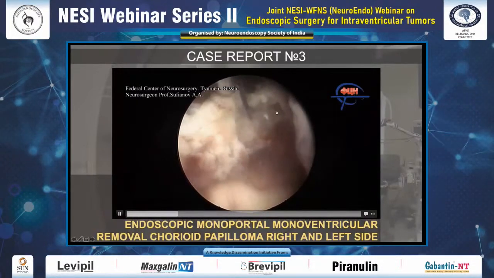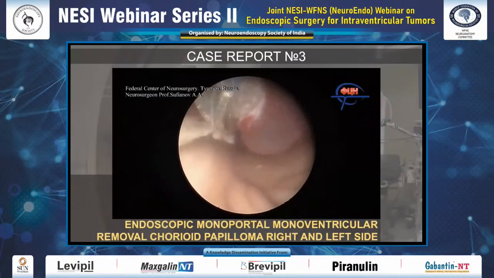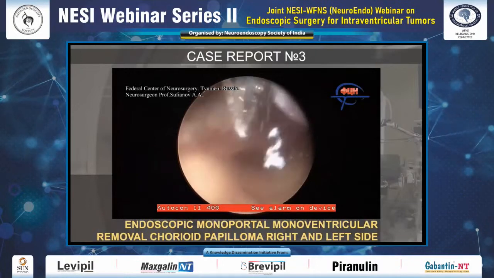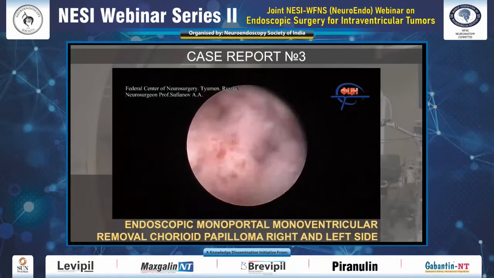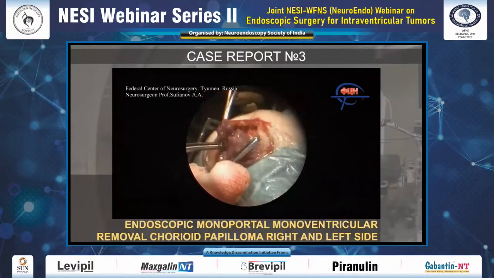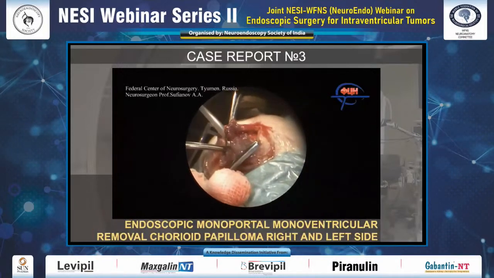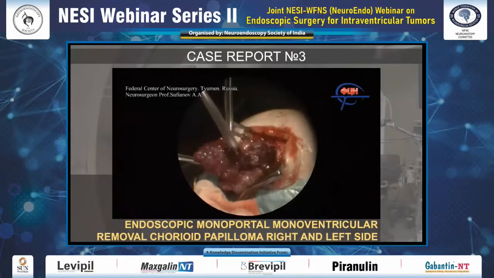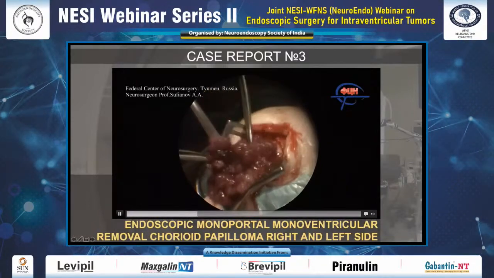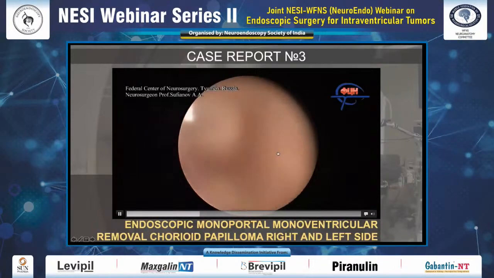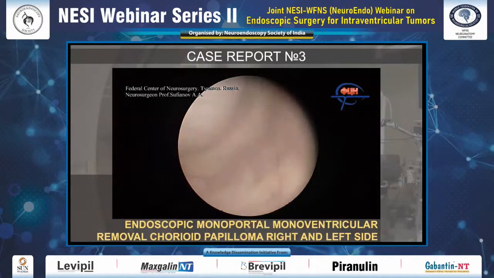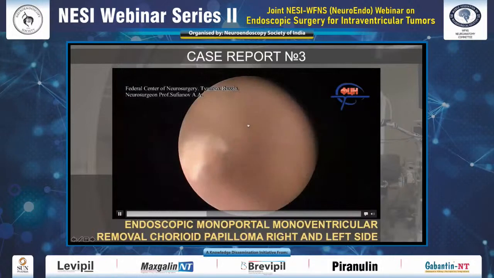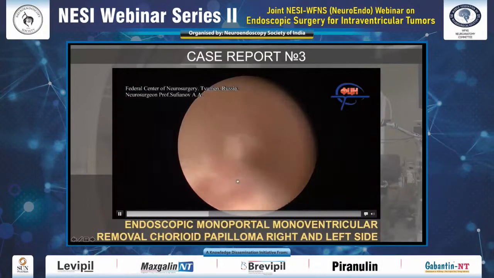Step by step, coagulate, cut, coagulate, cut, coagulate, cut. But you must cut only the coagulated part. If you work like this, no problem. If you cut vessels that are not coagulated, it will be a problem. And this is how we remove a big tumor through a very small port. You see on the ice. Check, no tumors, totally removed.